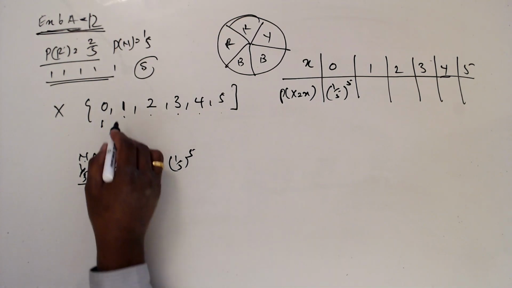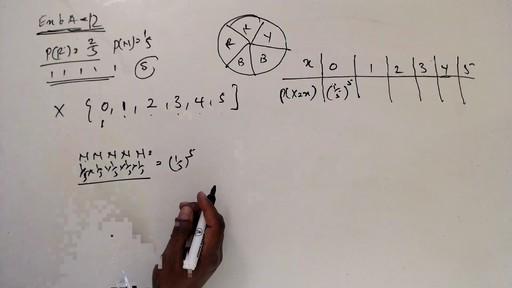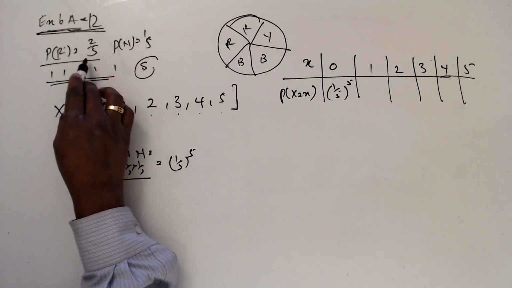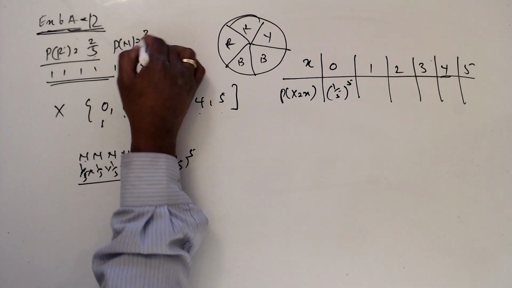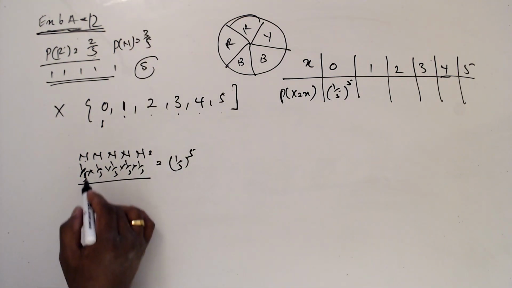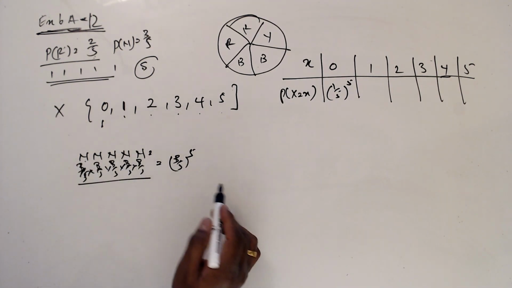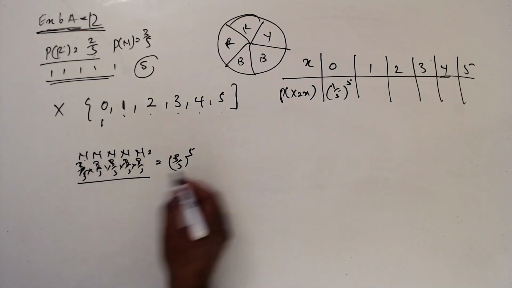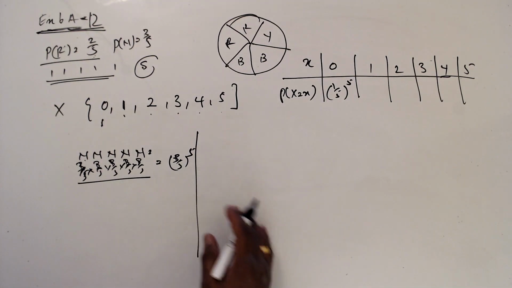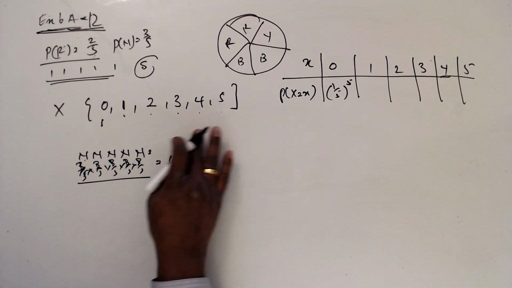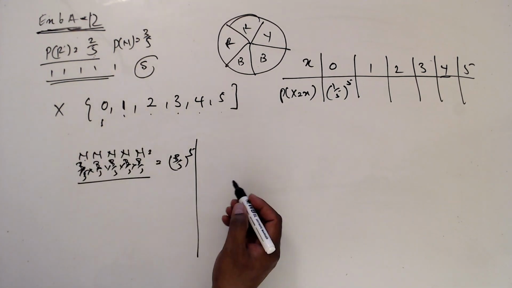Probability of getting 1. I think I need a connection here. 2 out of 5, then this is not 1 out of 5. This is 3 out of 5. So this is 3 out of 5. And this is 0. And actually this was the sum I tried to discuss earlier in number 11. Now it is here. Now getting 1.